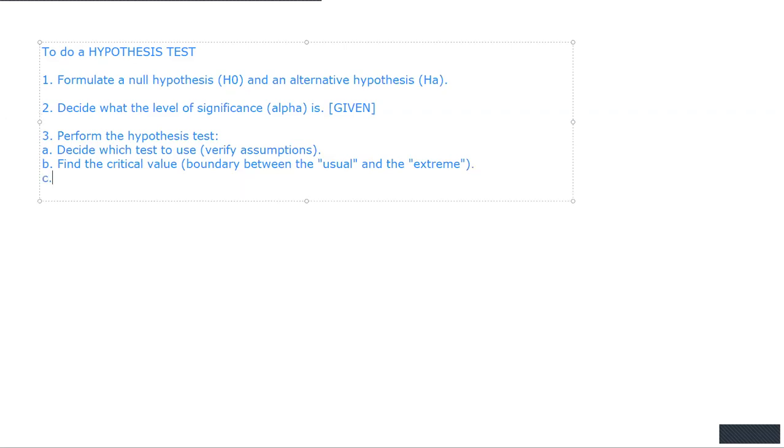The third thing is to find our test statistic, which means from the values of our sample, we're going to determine the number that characterizes our sample. And that is the number that I am going to end up comparing to the critical value. That's the thing that I'm going to try to determine whether it is usual or whether it is extreme.